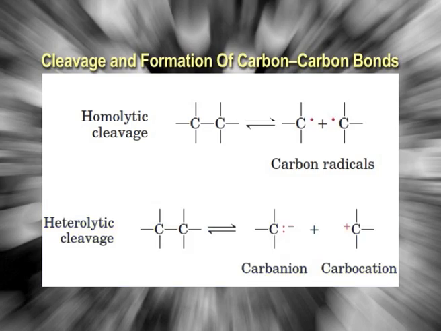Now, these carbanions and carbocations are themselves quite unstable and have to be stabilized by certain functional groups attached to them. For example, carbanion could be stabilized by electron withdrawing groups attached to it. On the other hand, carbocation could be stabilized by electron pushing groups attached to it.